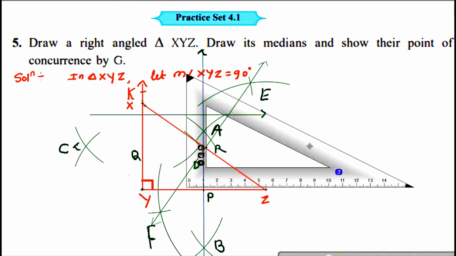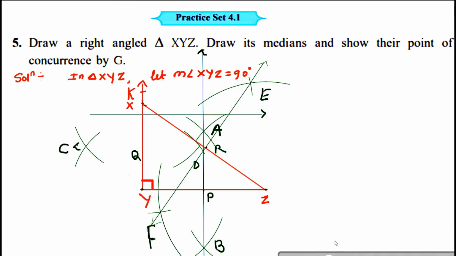Then we draw the medians with the help of a ruler. We join the vertex of the triangle and the midpoint of the opposite side with the help of a ruler. All three medians of a triangle: segment ZQ, segment YR, and segment XP are the medians of the triangle.